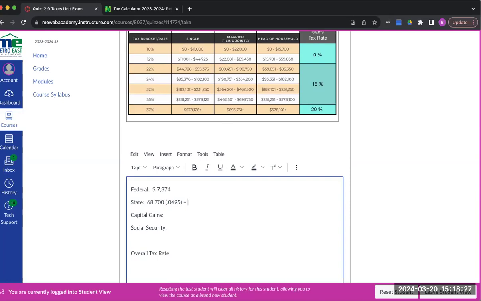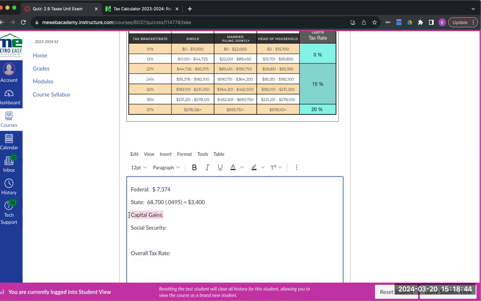And again, I'm just going to do this on my calculator, and I would recommend you do it as well. 68,700 times 0.0495. So he's going to end up paying $3,400 in state taxes in the state of Illinois.